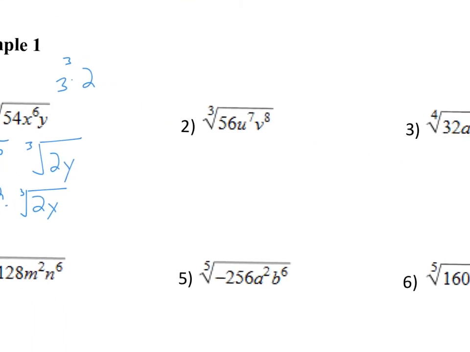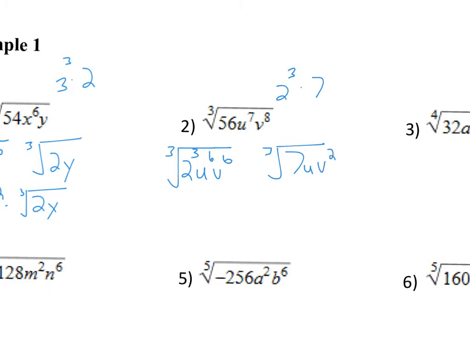Question 2. The third root of 56. So we have to do menu number factor. 56 breaks down to 2 to the third times 7. So we have a third root we know, a third root we don't know. 2 to the third is going to be divisible by 3. The 7 goes over there. I have u to the 6th I can divide. Same with v to the 6th. But that's going to leave me with some leftover stuff. So u is supposed to be to the 7th, so I've got 1 u left over. V to the 6th, I have from v to the 8th, so I have 2 v's left over there.